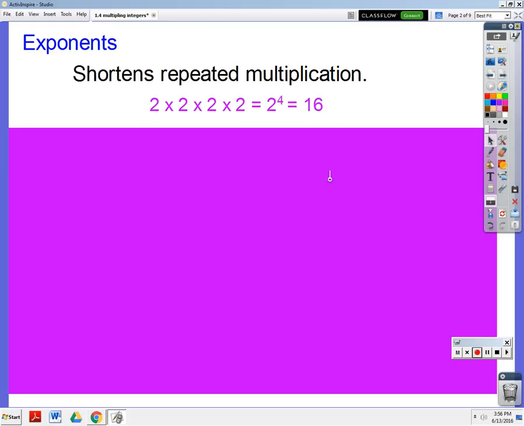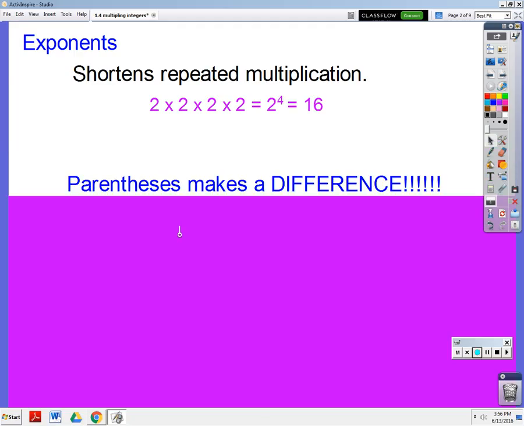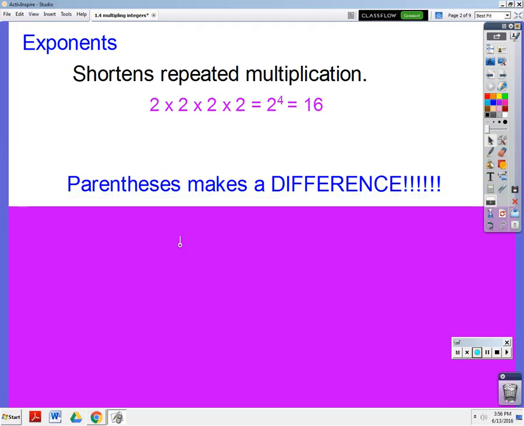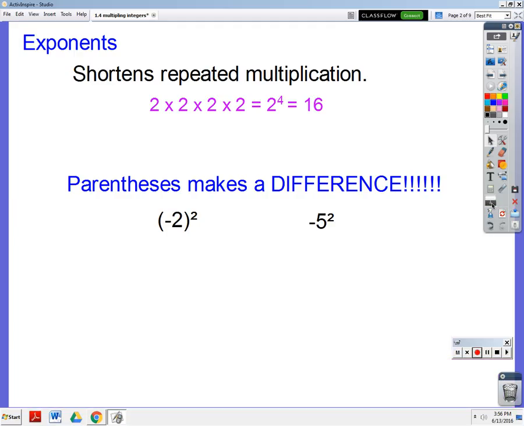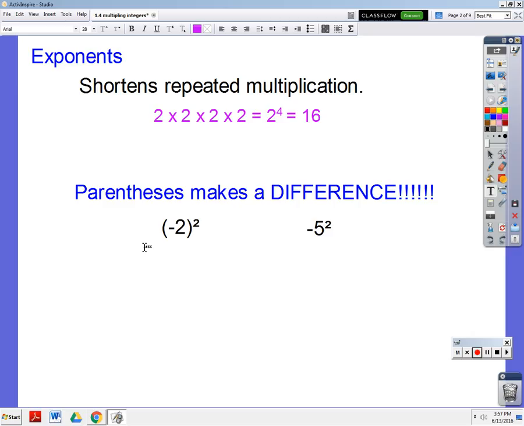So we can also have numbers that are repeated that are negative. And here's where you need to pay attention. The parentheses makes a difference. Here's what I mean by that. Here we have two different types of problems. One that has parentheses wrapping that negative sign with the number, and this problem here does not have the parentheses, so the negative is not really with that 5. So let's see what it looks like when we're working out the problems.